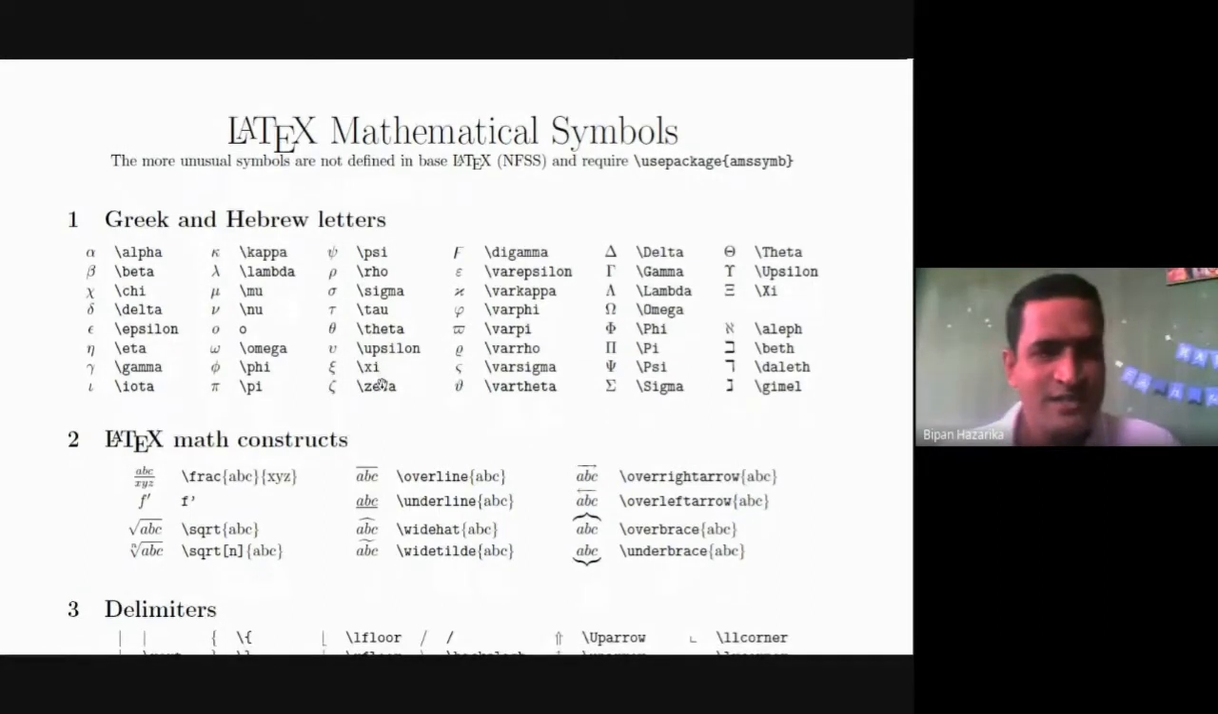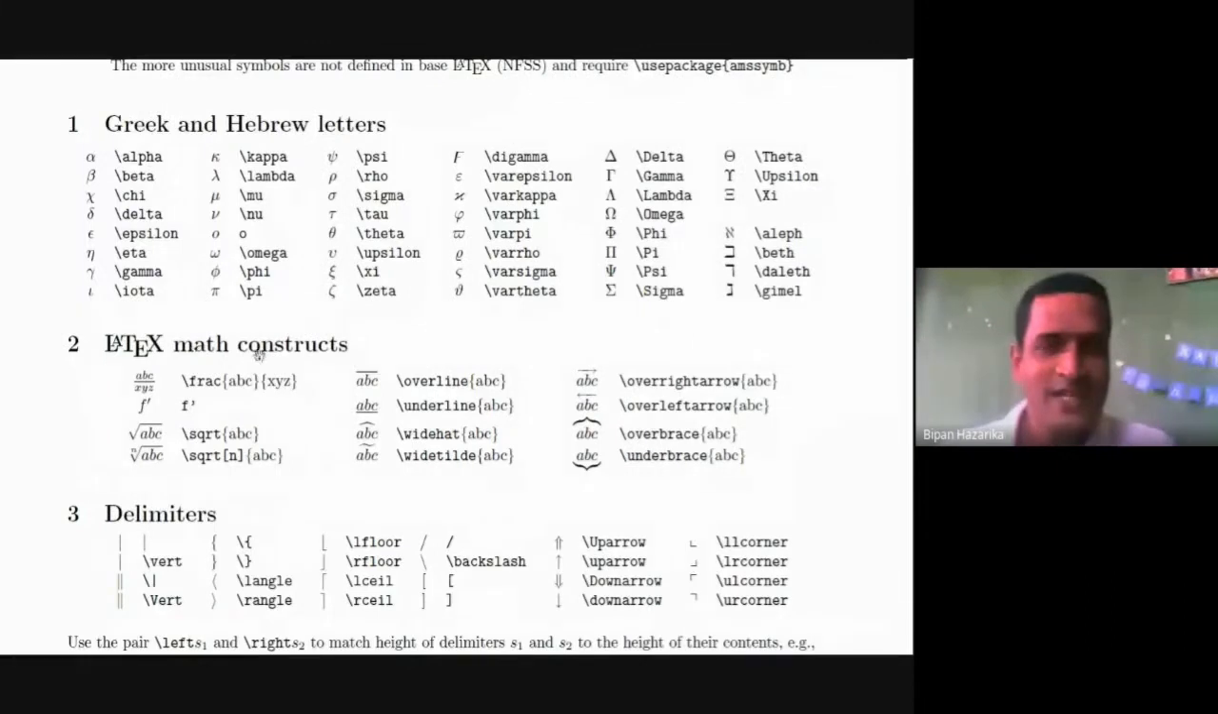Then second is the LaTeX math constructions. If you want to write a fraction, say we write ABC over XYZ, this is the command to get this fraction. Backslash frac means fraction, and within curly brackets we write the numerator and denominator, so we use two curly brackets. For numerator ABC, the denominator is XYZ.